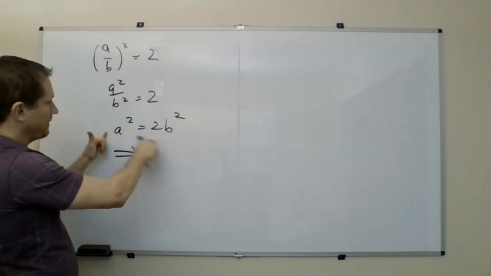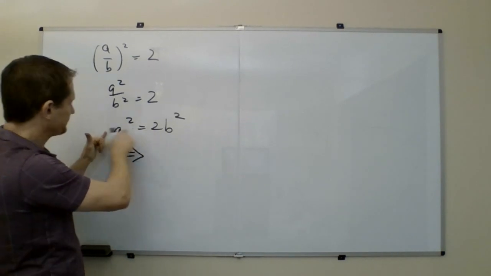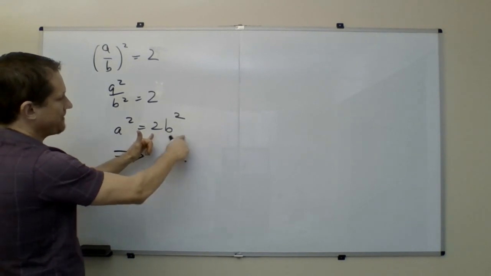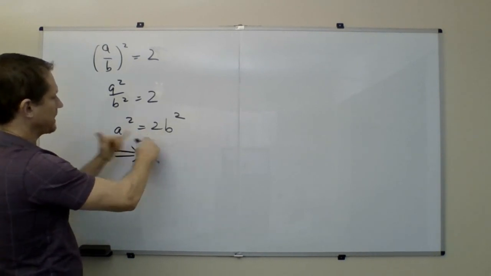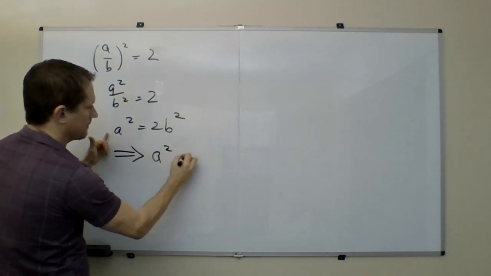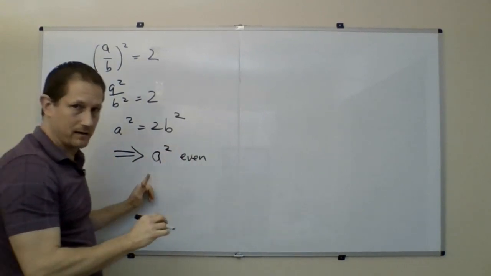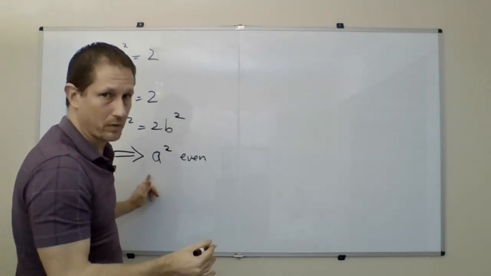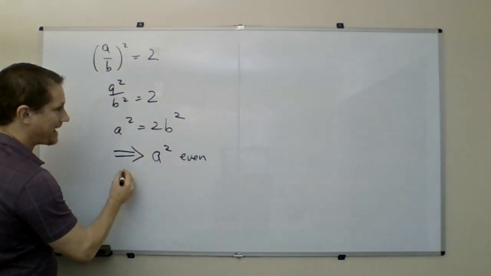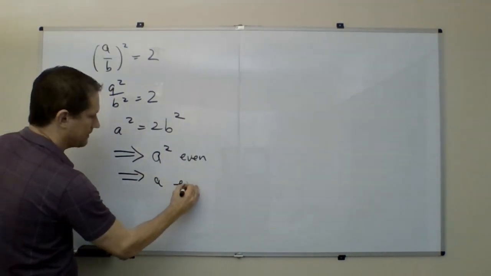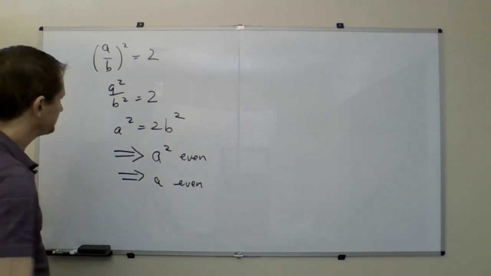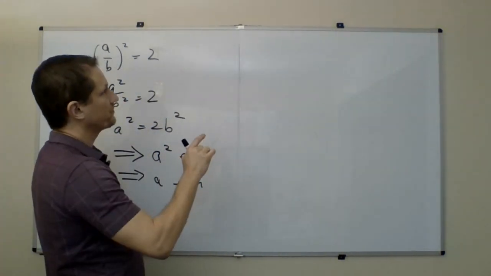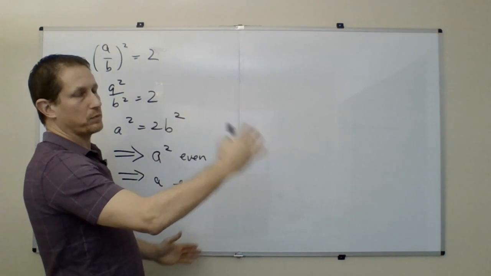It has to be, because if you square an odd number, you get an odd number. But we already know that 2 times anything is an even number, so this side is even, therefore a squared must be even. But if a squared is even, the only thing that squares to make an even number is an even number, because an odd number squared gives you an odd number. So that now implies that a is even. Okay? Now, when you square an even number, you'll get a number that is a multiple of 4.